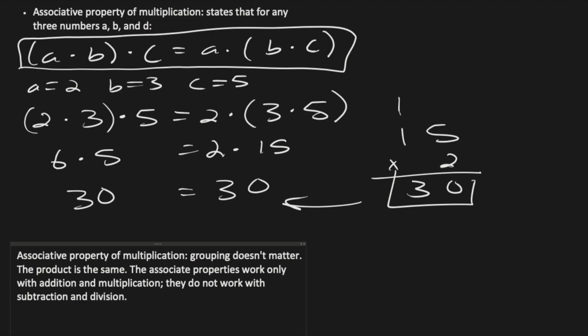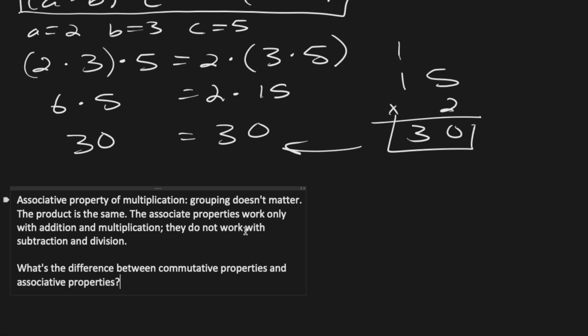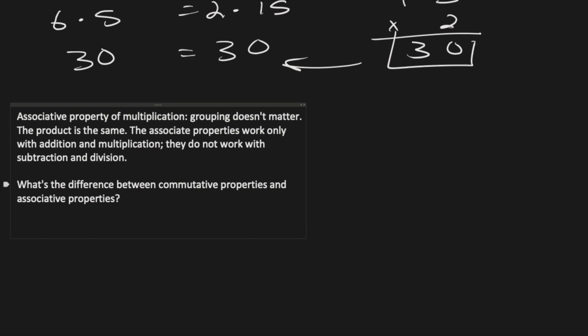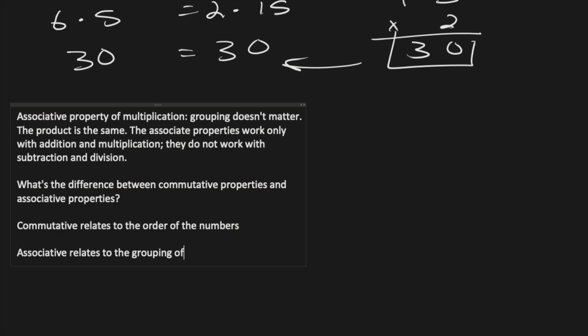So you might be thinking or asking, what's the difference between commutative properties and associative? I'll bring the screen down. Don't worry. Here we go. What's the difference? Well, commutative relates to the order of the numbers, while associative relates to the grouping of the numbers. Very good notes here. Hope you're taking advantage of this.